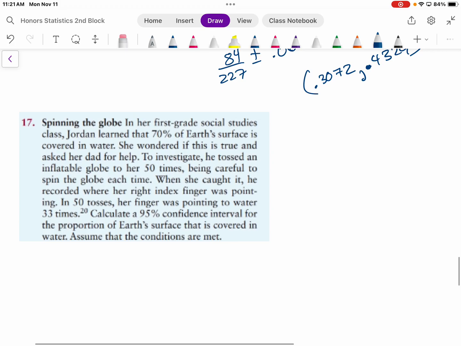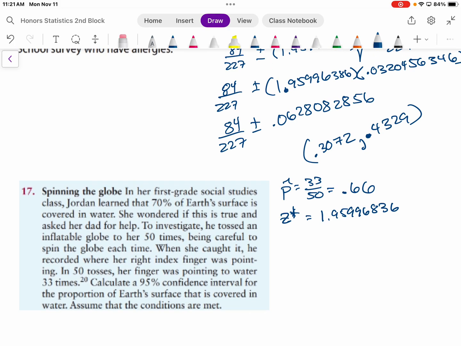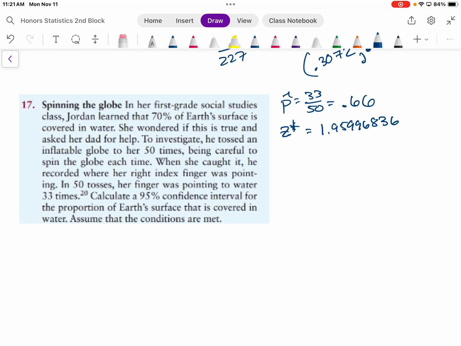So what is the confidence interval? P hat is 33 out of 50. That's a terminating decimal, so I'm going to make it 0.66, instead of having to write the fraction in those places. I'm going to use that version to make things go smoother. Now I need my z star. Well, we are fortunate. We know what it is, 1.95996386. We had that in the previous problem, so we can go ahead and use it. And then we're ready for our formula.